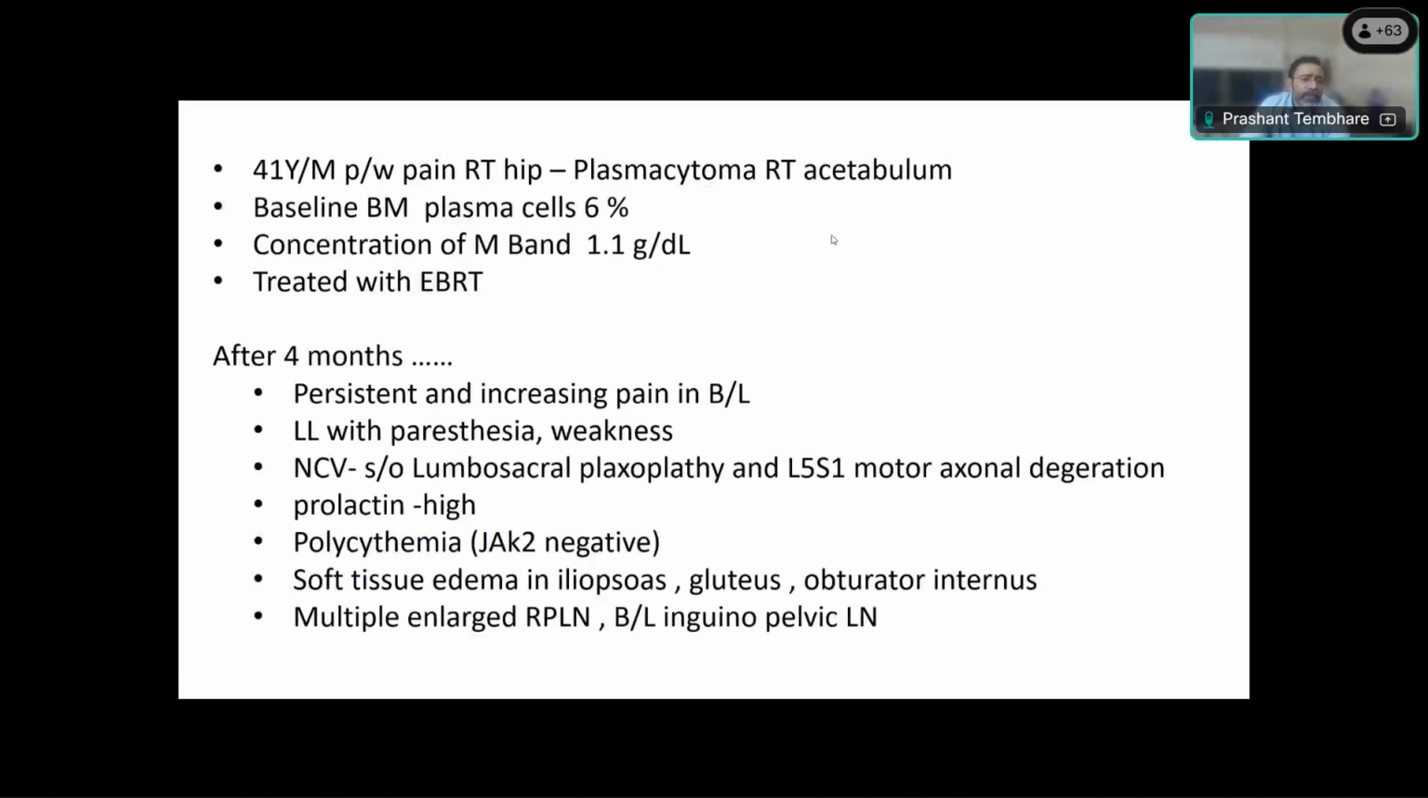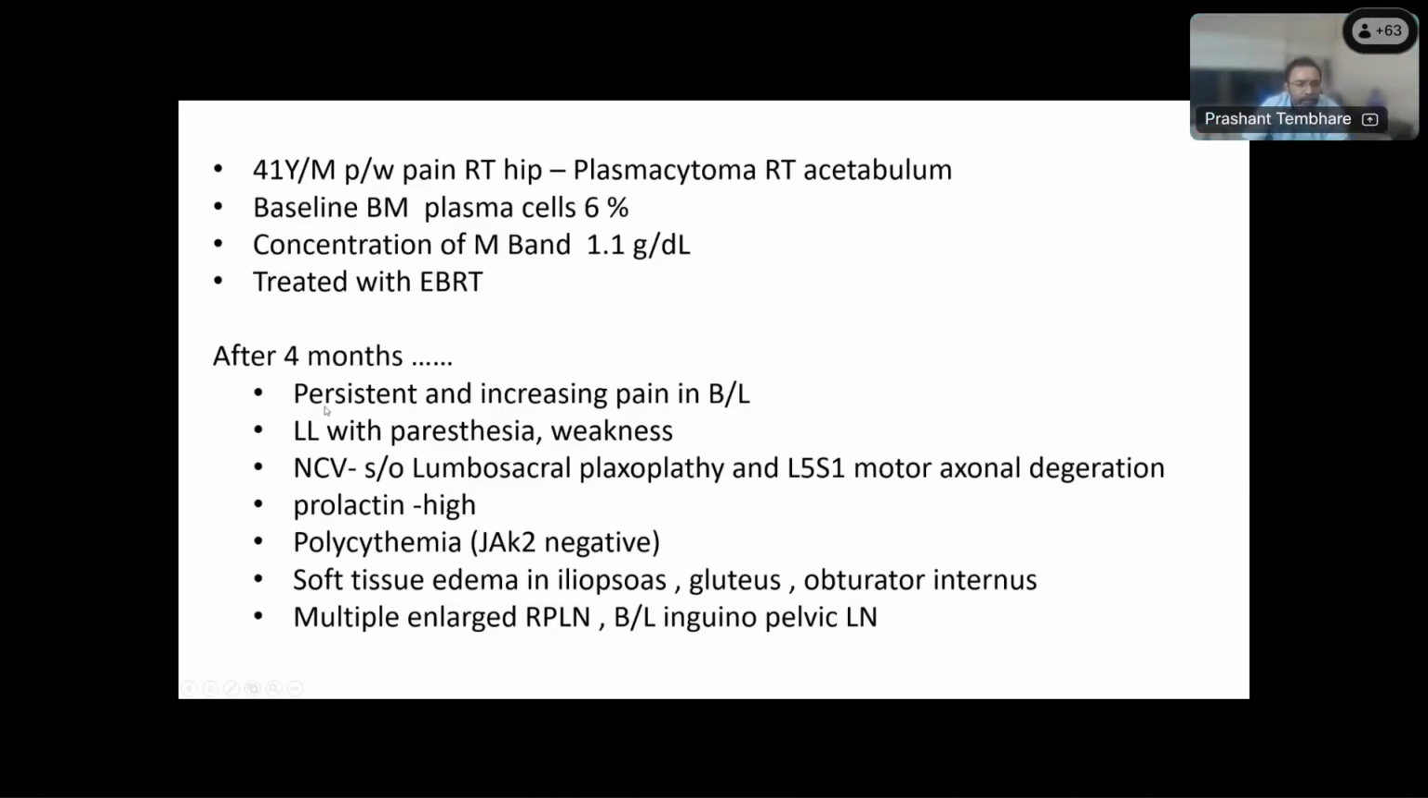Now a quick case, as we are just finishing. I'm presenting a small case which you have probably heard and read about. This is a 41-year-old patient who presented with plasmacytoma, so we know the patient has a diagnosis of plasmacytoma. Baseline bone marrow plasma cells were 6%, the concentration of M protein was 1.1 gram per deciliter, and the patient was started on treatment, RT, that is radiotherapy.